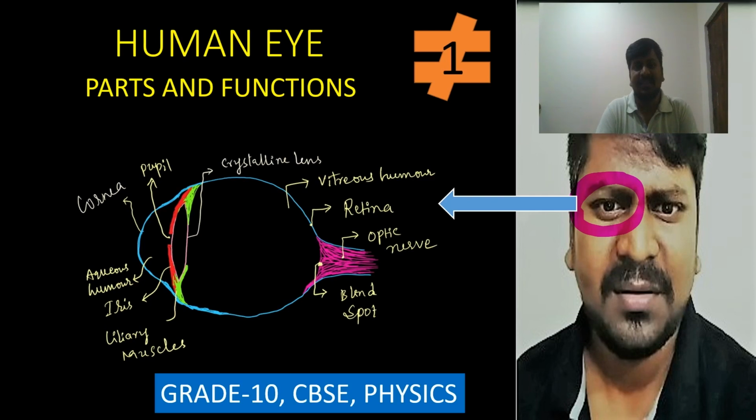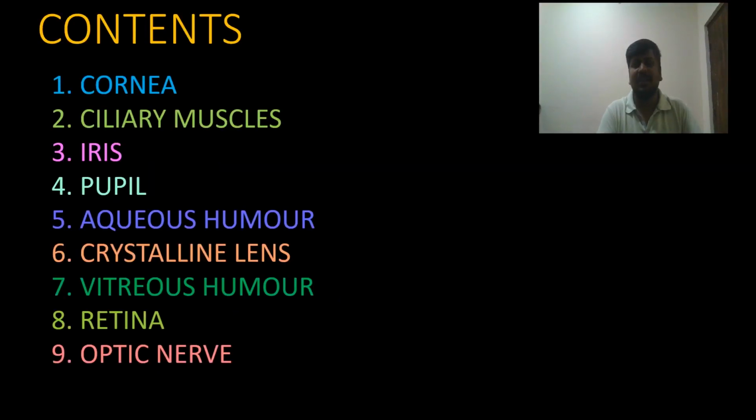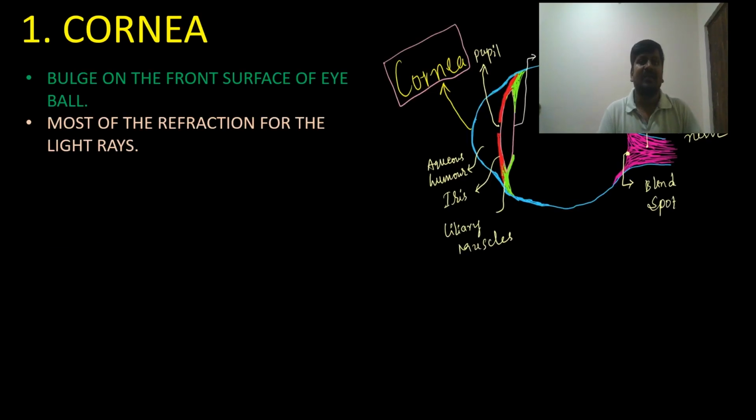As you can see on the screen, what are the parts there? A little more clearly we will see here. You can see the first one is cornea, second one is ciliary muscles, iris, pupil, aqueous humor, crystalline lens, vitreous humor, retina, optic nerve. So these are the parts of the human eye and their functions.